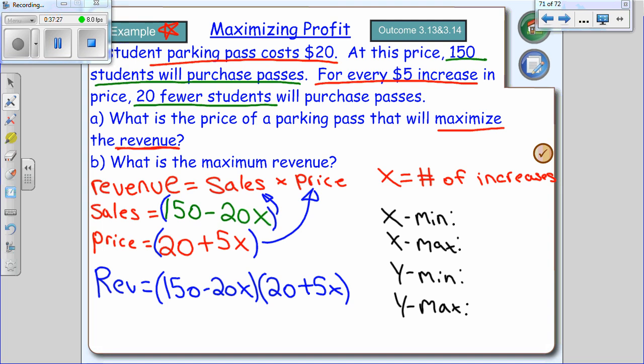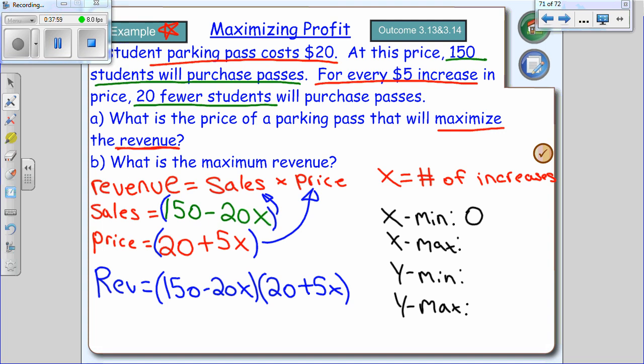What's the least number of times I can raise the price? Even less than 1. I could just leave the price at $20 and increase it 0 times. What's the most number of times I could increase the price? Infinity, technically. How many could I logically do it? Until you run out of people to buy it. So if I started with 150 sales and I'm losing 20 sales every time I increase the price, then I could really only increase it 7 times.